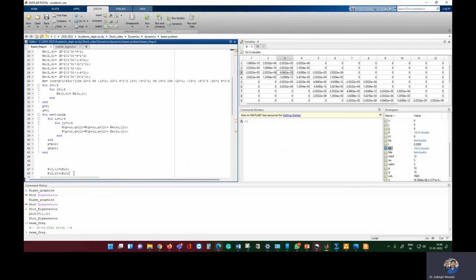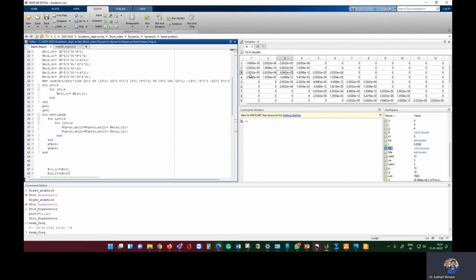Since till now we do not have any boundary conditions, we apply the boundary condition by increasing the stiffness in the magnitude of e to the power 10. So you can see that the off-diagonal term magnitude is coming.